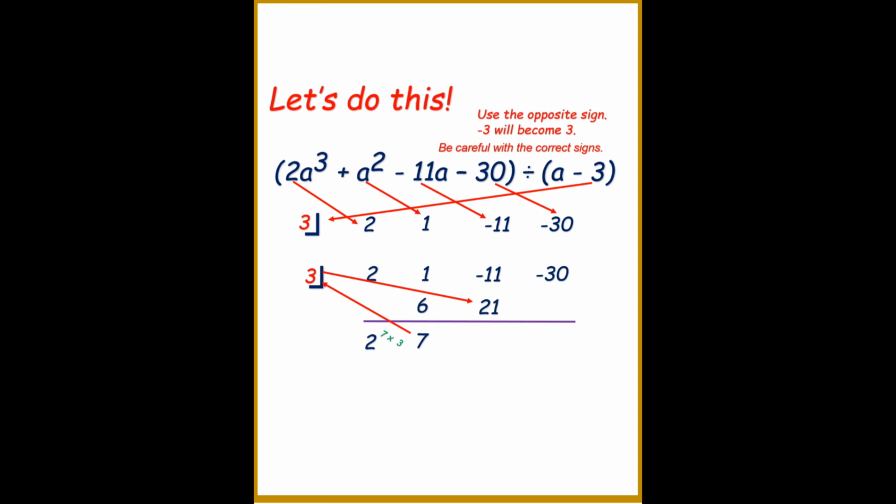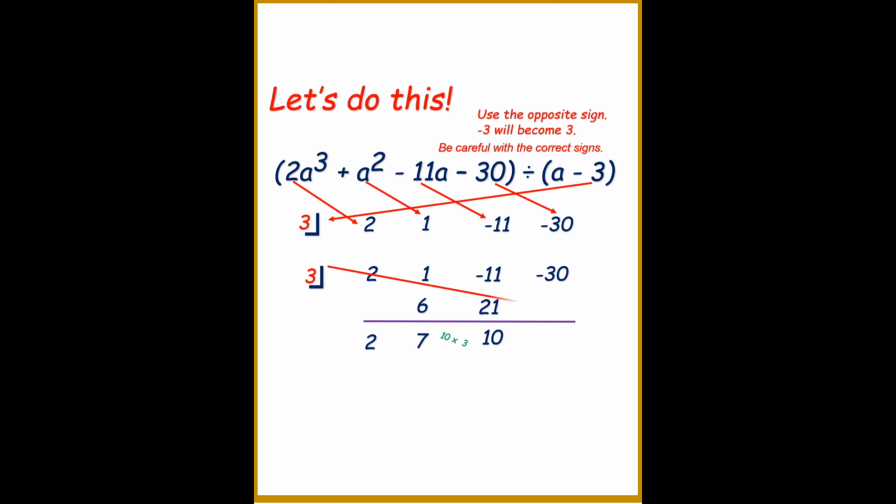21, and you're going to write it below -11. So -11 plus 21 is, again, don't forget, when you add unlike signs, just subtract and copy the larger sign. In this case, 21 minus 11 is 10, and the larger number is 21, so it's positive. So the answer is +10. Don't forget that.